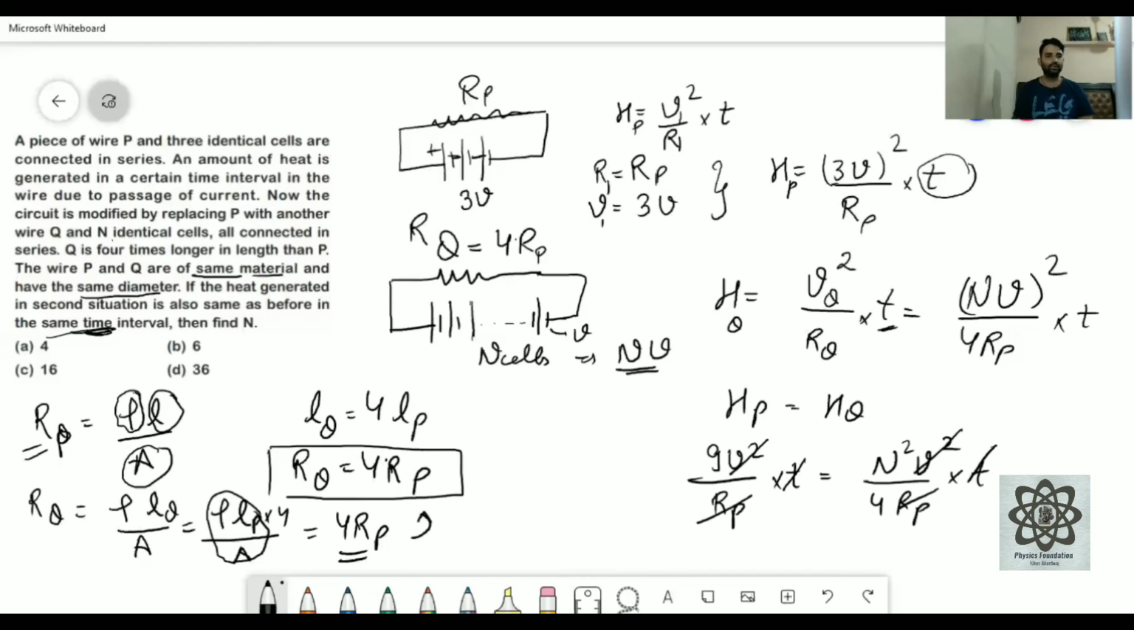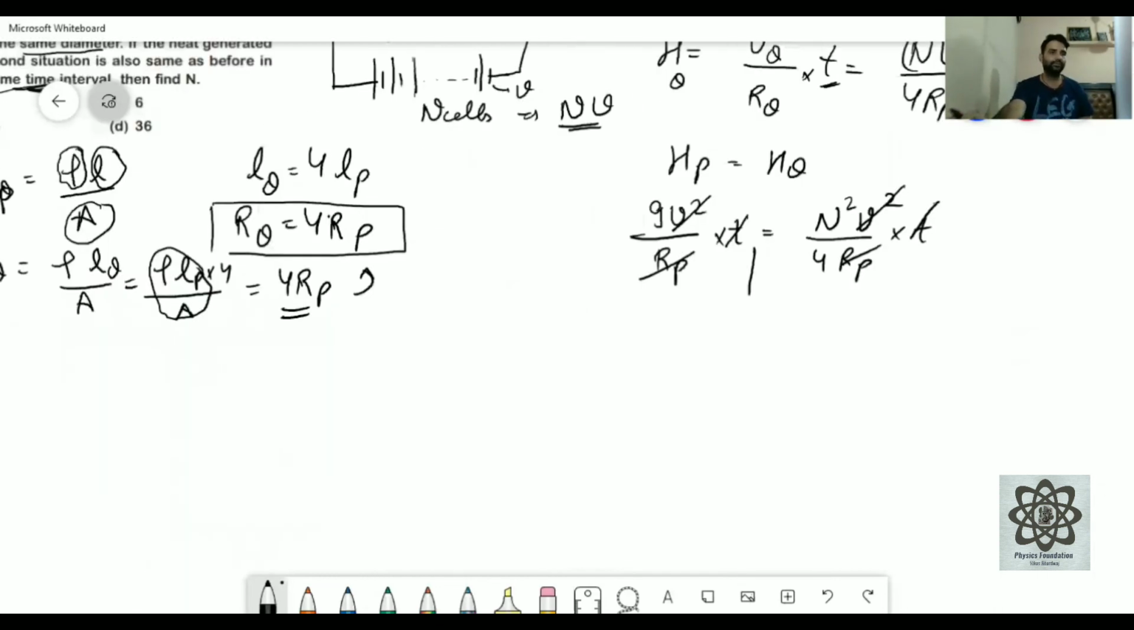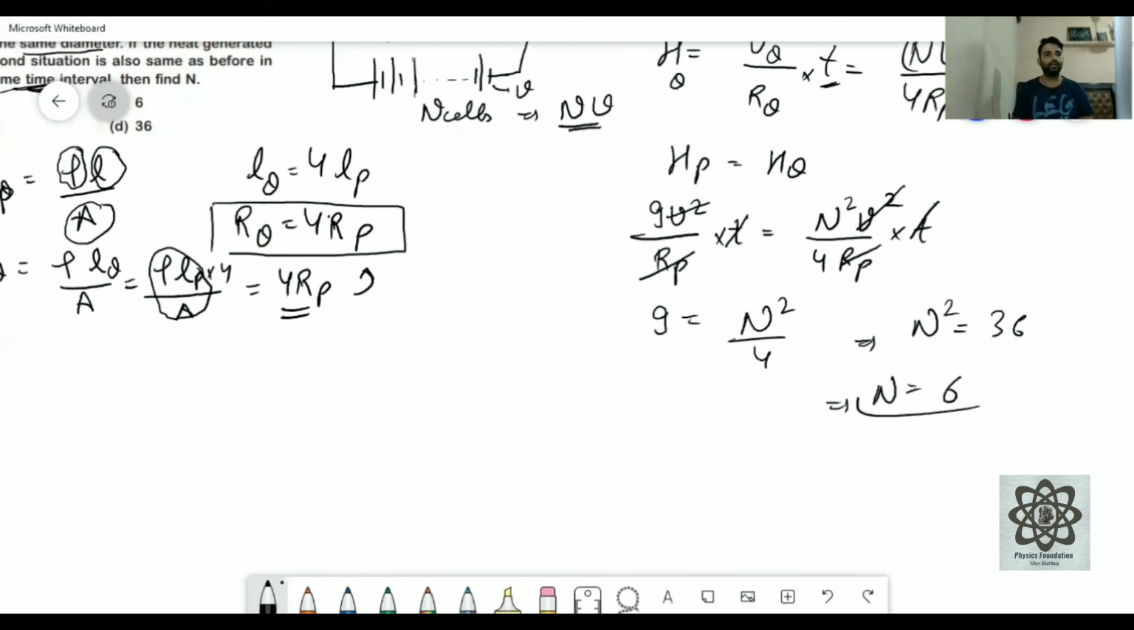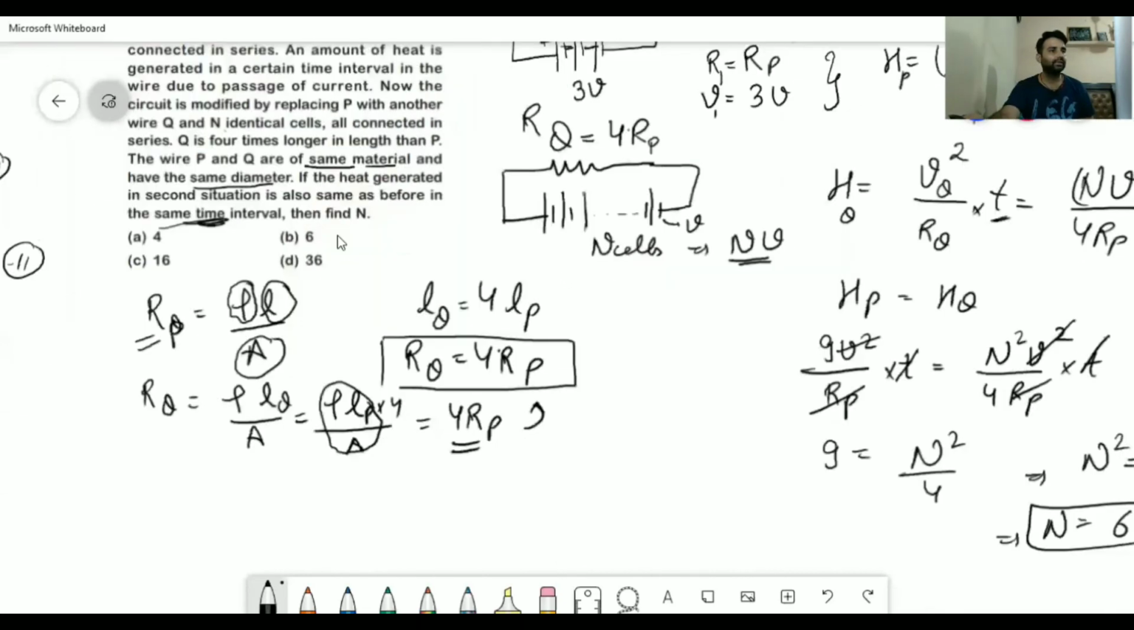Now see, V square is cancelled by V square. So what is left is 9 upon N square upon 4. So we will say N square is equal to 36 and N comes out to be 6. So hence our answer would be 6. So what is in this option? Let's see. Okay, so this is our answer, option number B. So this is our correct answer.